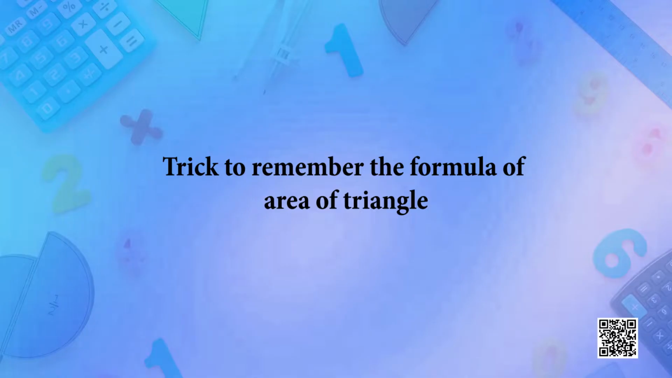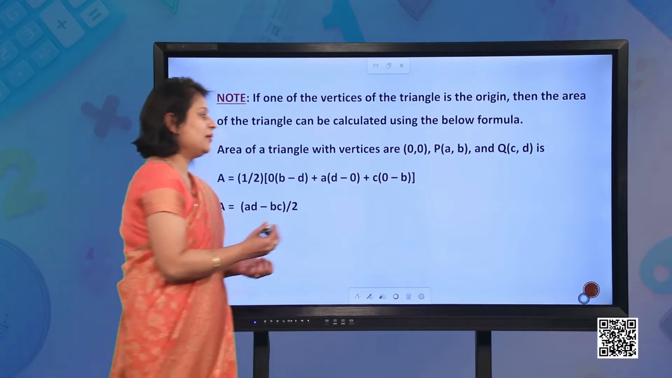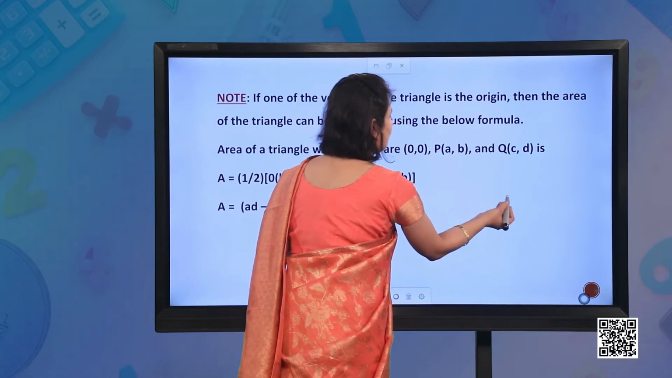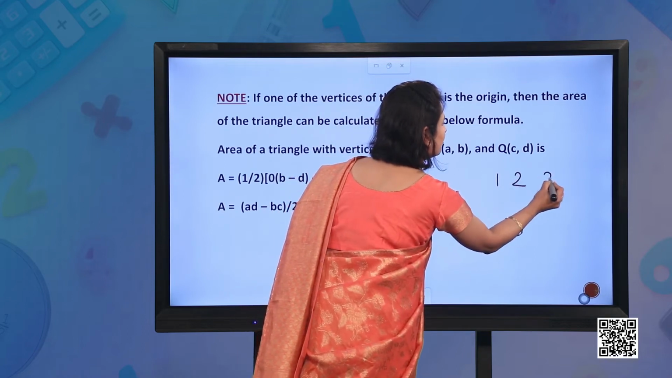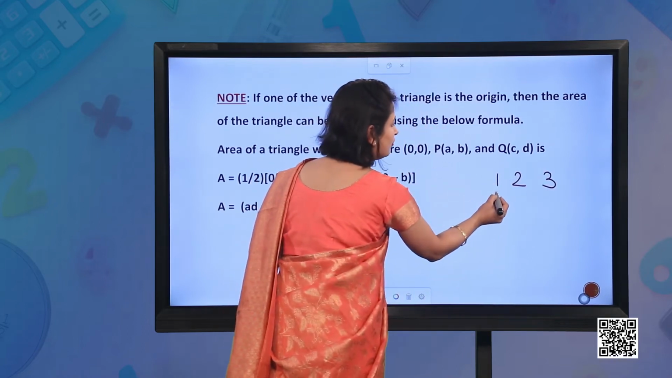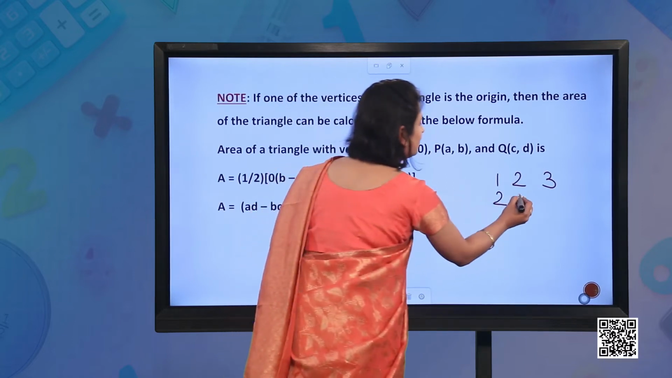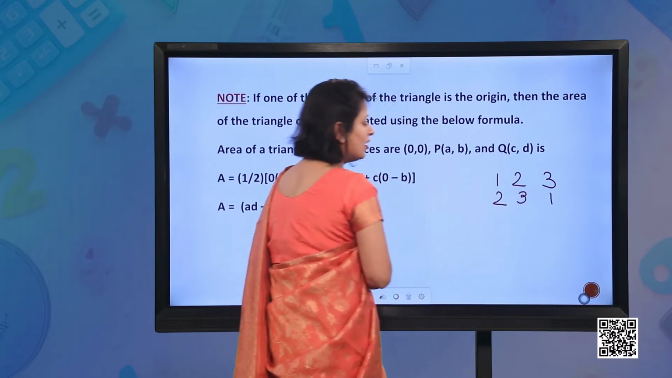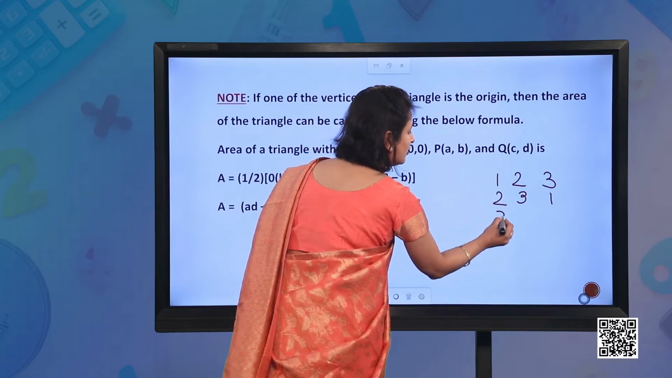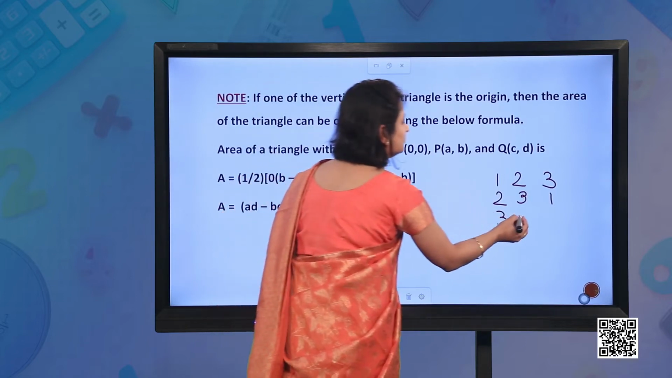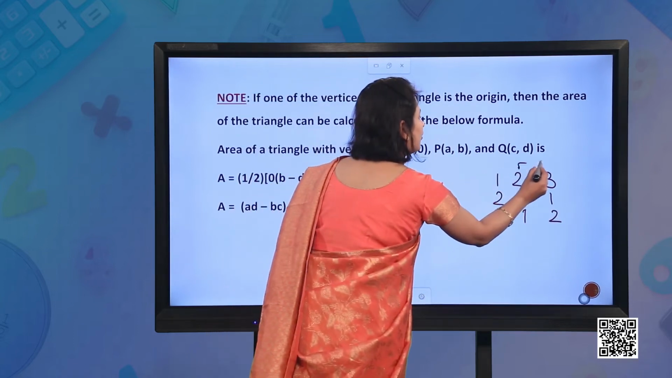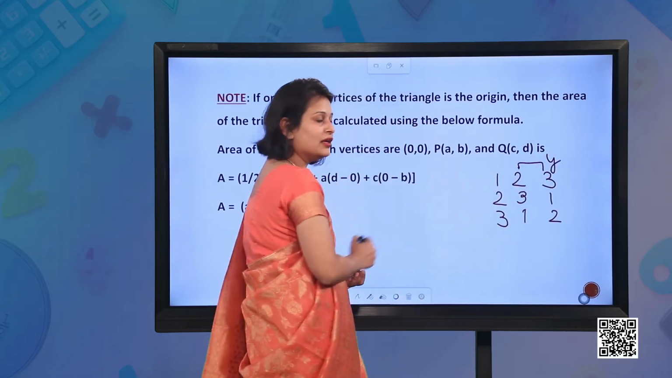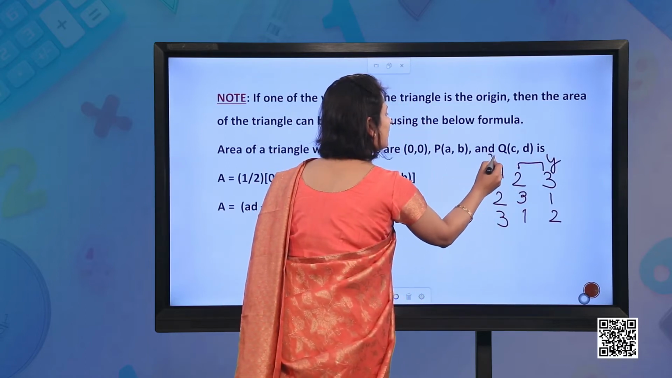Before coming to this note, I'll tell you one trick to remember this formula. Simply see here. First you have to write down the numbers 1, 2, 3. Then after 1, you write 2, then 3, 1. Now 1, 2 and 3. What comes here? 3, 1, 2. These values are for the y coordinate and this value is for the x coordinate.